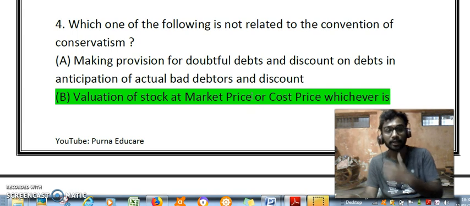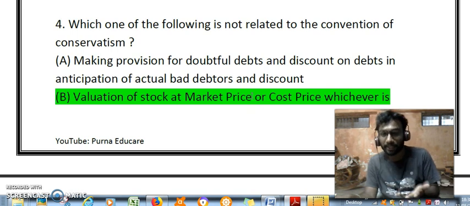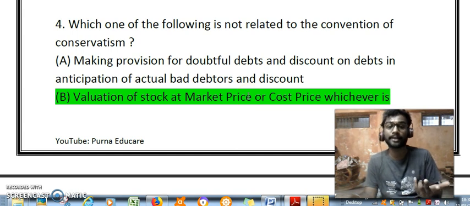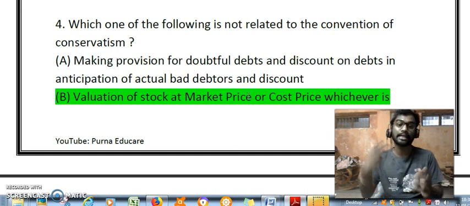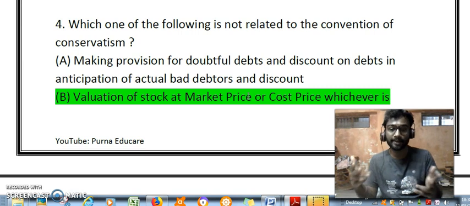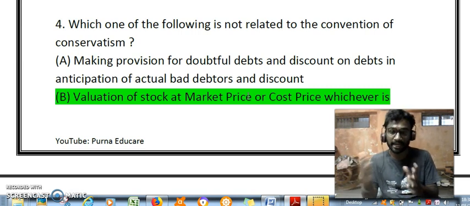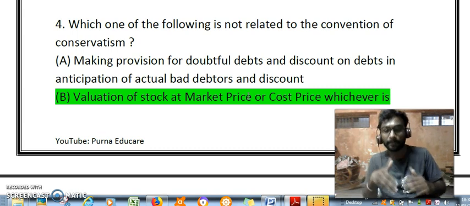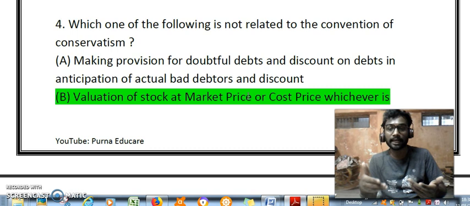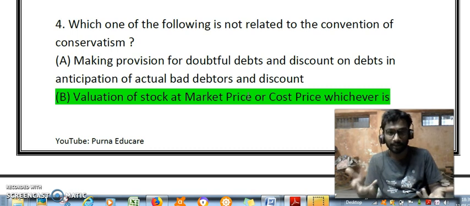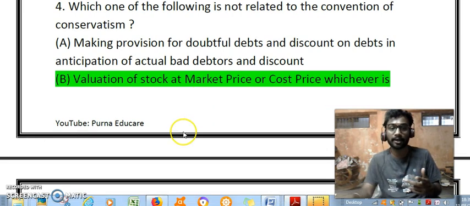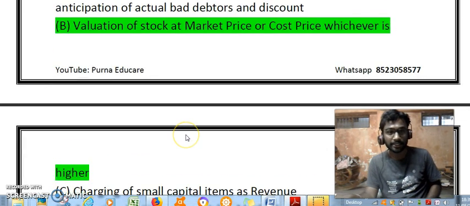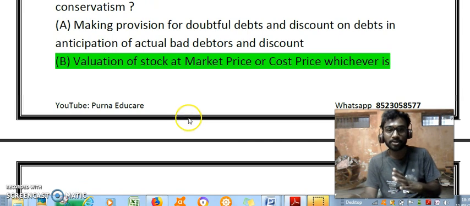Conservatism speaks about making provisions for doubtful debts and discount on debtors in anticipation of actual bad debtors. In future, if we face any kind of bad debtors, and discount has to be provided for any kind of recovery, certain provisions should be made in the initial period itself. This is a part of the conservatism convention. Option B, valuation of stock at market price or cost price, whichever is lower, is not at all related to the convention of conservatism.